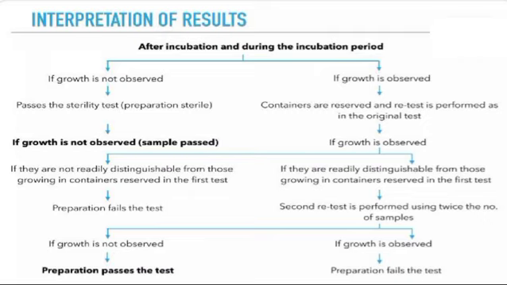If growth is observed and the organisms are not readily distinguishable from those growing in containers reserved in the first test, the preparation fails the test. If they are readily distinguishable from those growing in containers reserved in the first test, a secondary test is performed using twice the number of samples. If growth is not observed, the preparation passes the test. If growth is observed, the preparation fails the test.